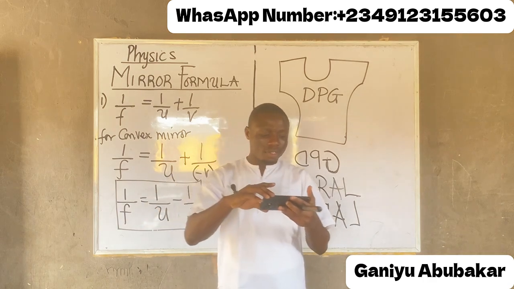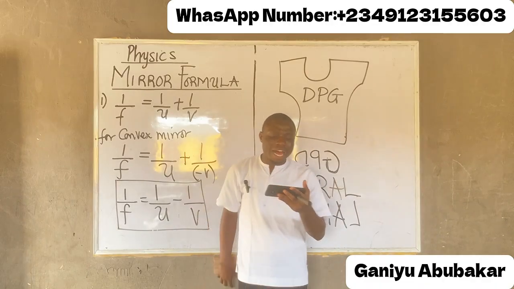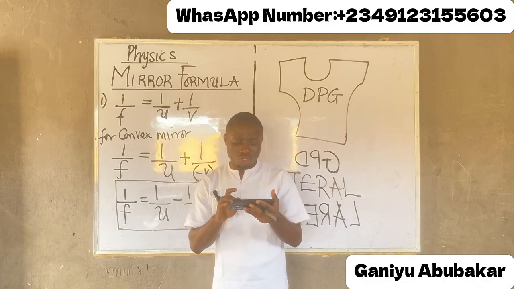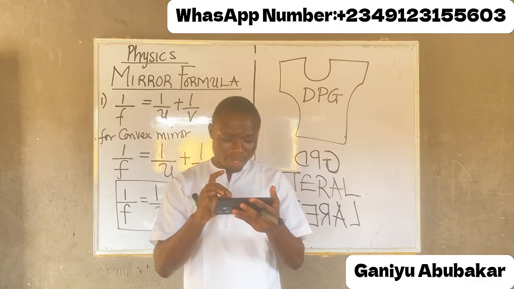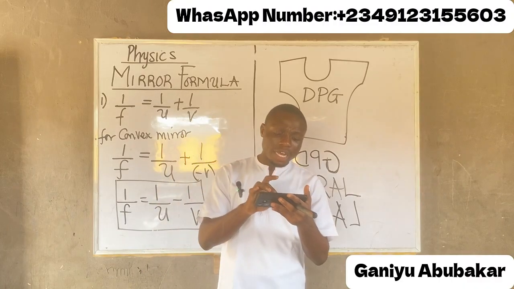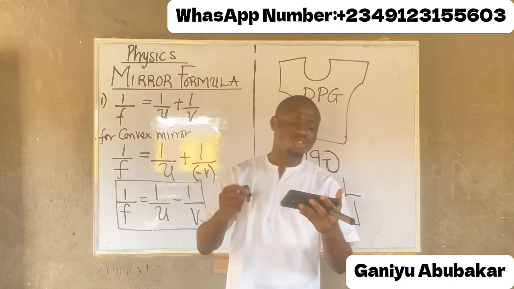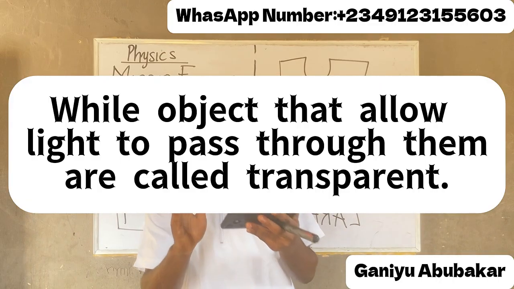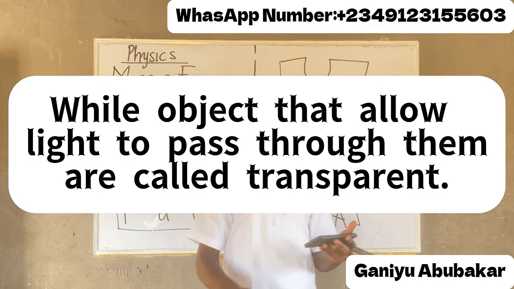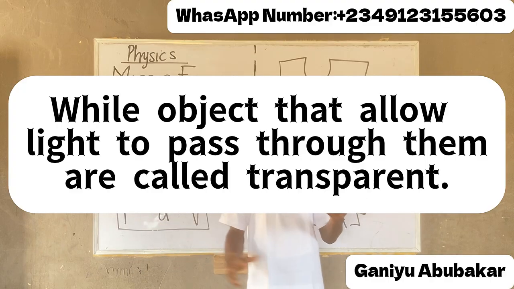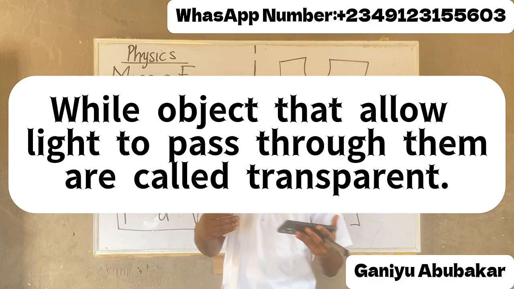Continuation, please. We are still on number 9. Moving on, please. Why are objects that allow light to pass through them called transparent?